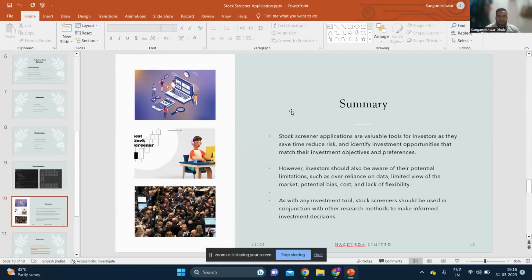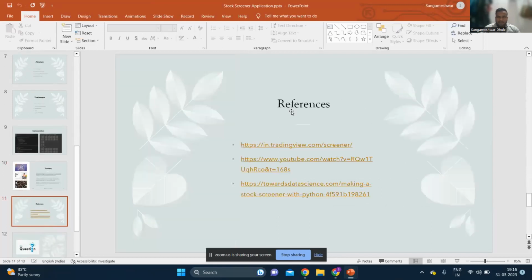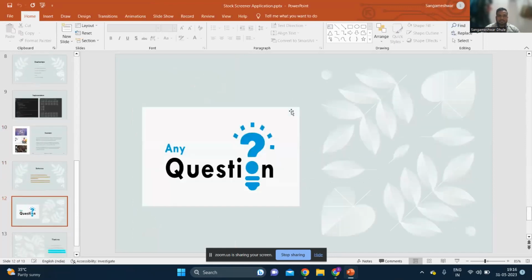As with any investment tool, a stock screener should be used in conjunction with other research methods to make informed investment decisions. So here are some of the references I have taken. Kindly go through them, and if you have any questions, please let me know.